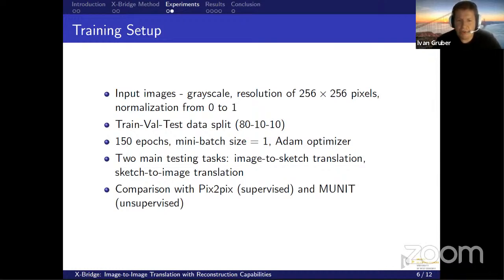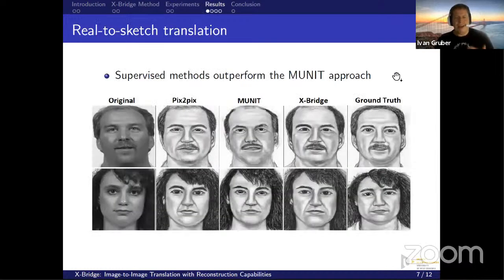We tested two main tasks: image to sketch translation and sketch to image translation. We compare our method with two methods, Pix2Pix and MUNIT, where Pix2Pix is a supervised method and MUNIT is unsupervised. And now some exemplary results. Here you can see some results from real image to sketch translation. We argue that MUNIT, which is an unsupervised method, provided the worst results because they were generally blurry, and the quality of images from Pix2Pix and our XBridge was much better.